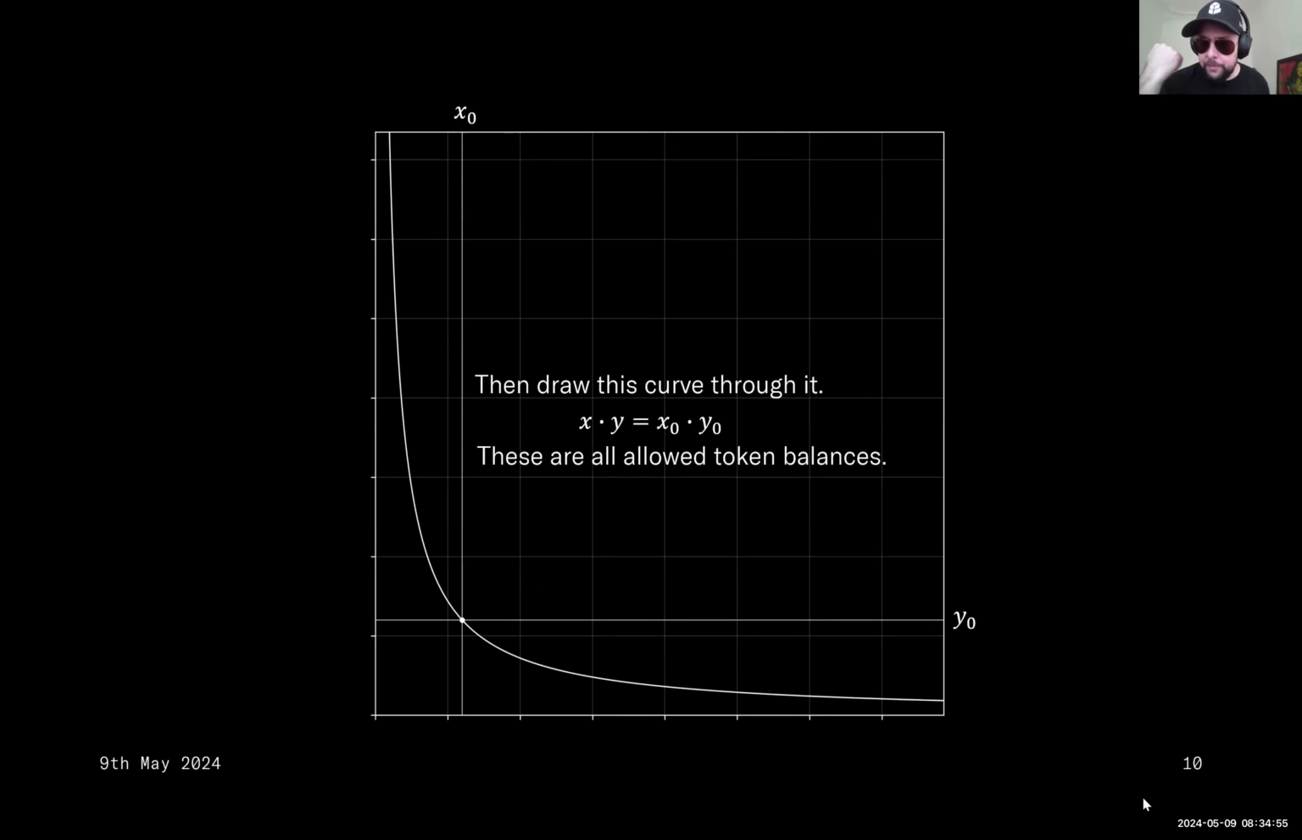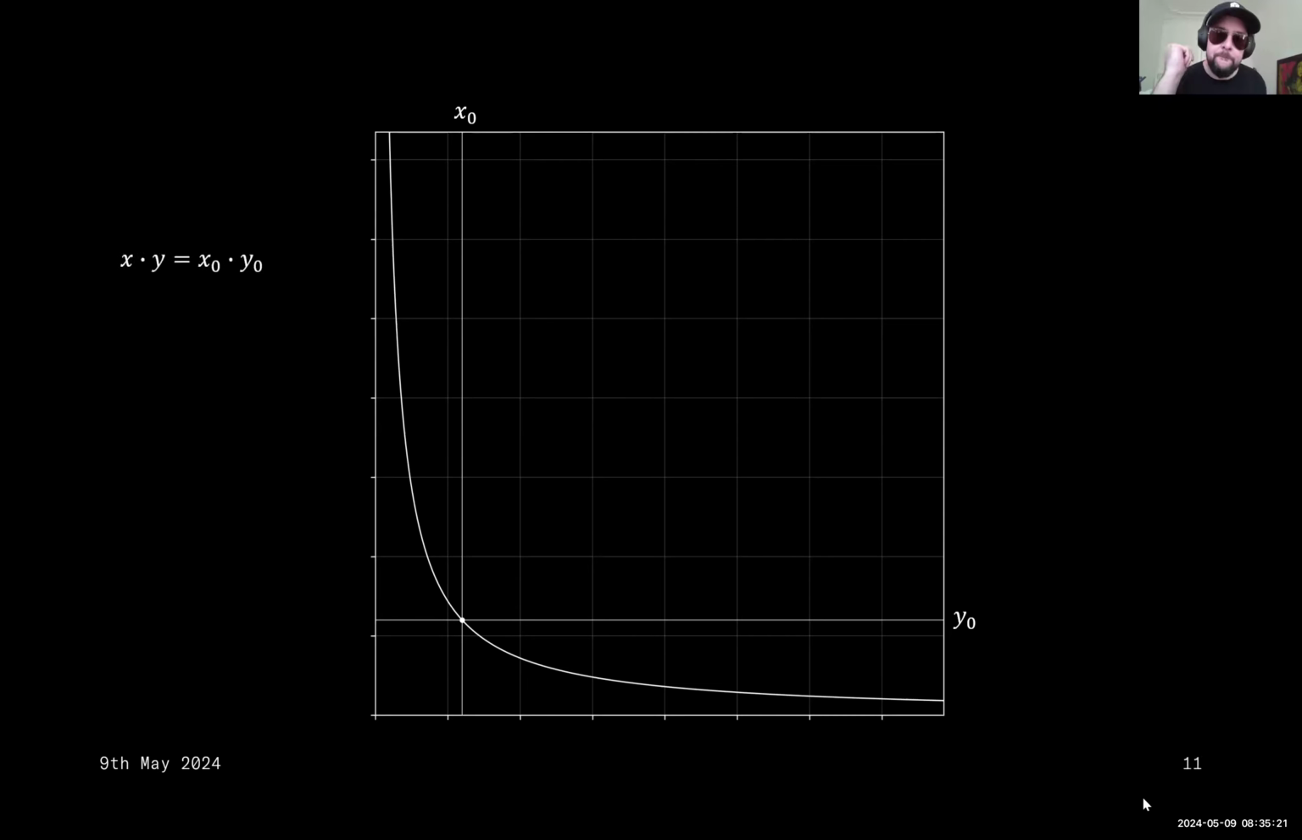After we've chosen this point, you're going to draw this curve through it. We're basically saying that all points where the X dimension multiplied by the Y dimension is equal to the product of the two first token balances are allowed points. And this creates an implicit curve, and that implicit curve is where we're going to do most of our work. Now we need to do some algebraic rearrangement of this implicit curve expression.